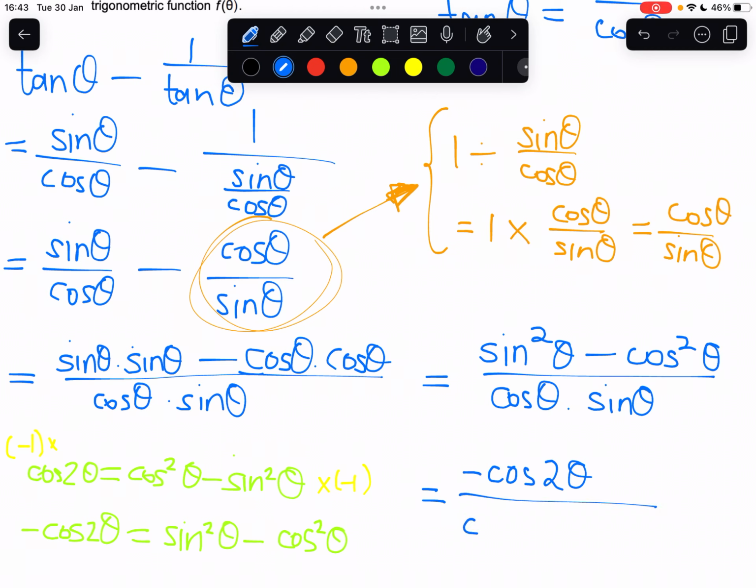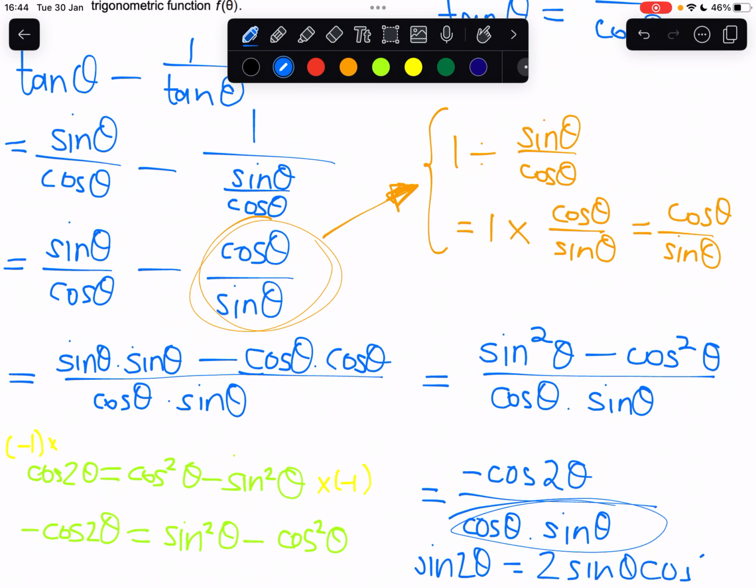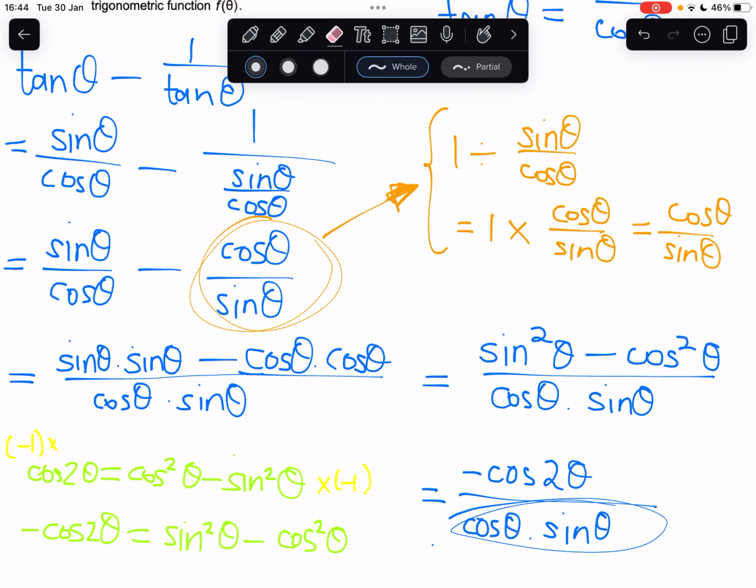And down here we still have cos theta times sine theta. And by the by, this is also an interesting looking one because we know that sine 2 theta is equal to 2 sine theta cos theta. So these two almost look alike. So there might be an opportunity to do something with that at some point. But I'm gonna relax, take it easy.